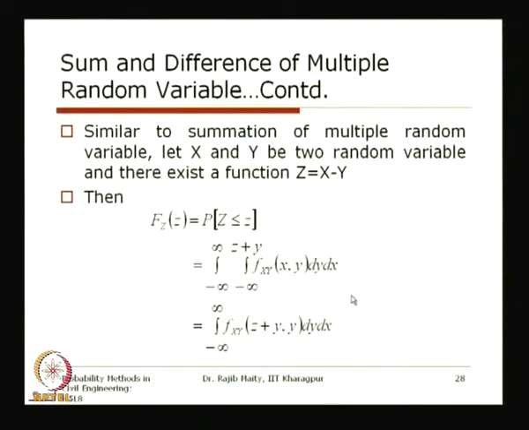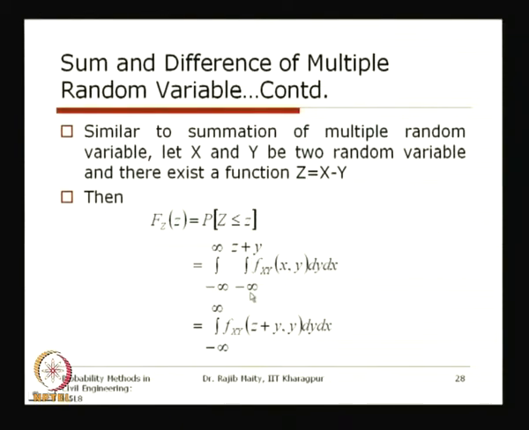So, now, similar to the summation of multiple random variables, let X and Y be two random variables, and there exists a function which is X minus Y. This is the difference between two random variables here, that is Z, the difference between two random variables.